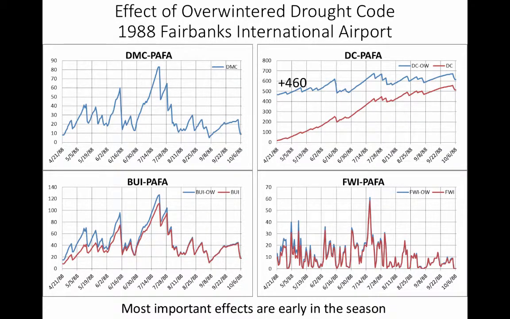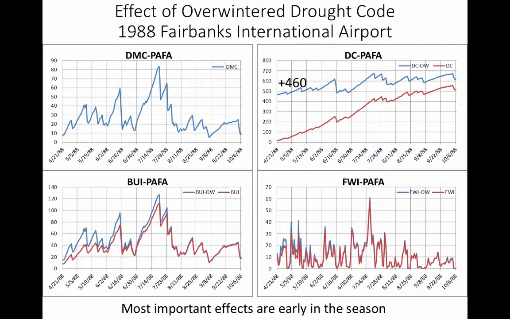These graphics show the effect of carrying last year's drought forward into the current season by elevating DC at the start. The graph in the upper left shows the DMC, which is unaffected by long-term drought. The graph in the upper right shows the effect of adding 460 points to the DC at the beginning of the 1988 season in Fairbanks, Alaska. Notice how the two lines begin to converge by the drought-driven stage in late summer.